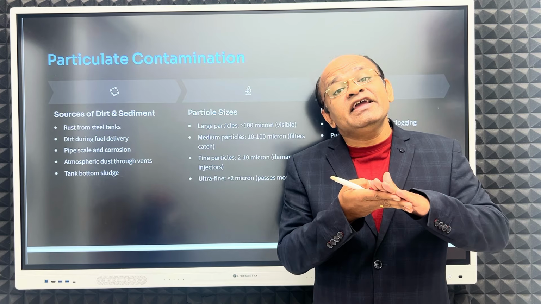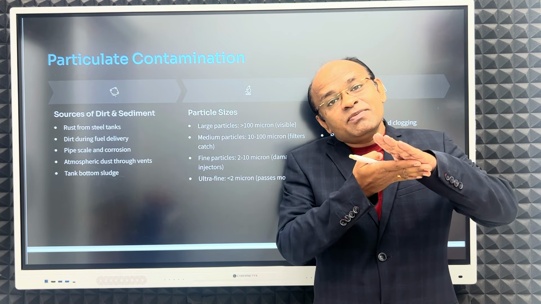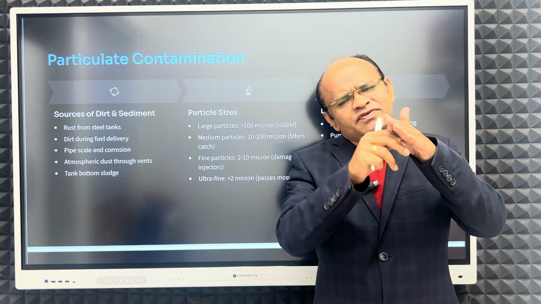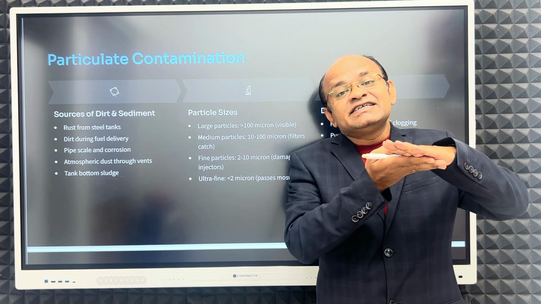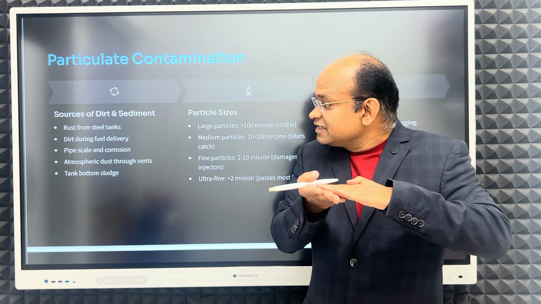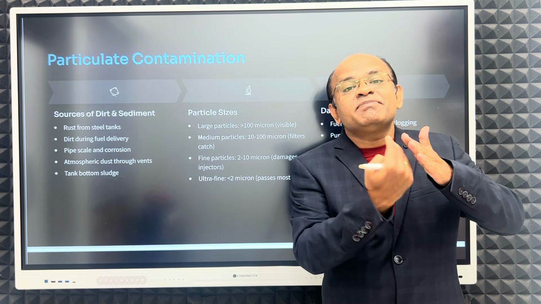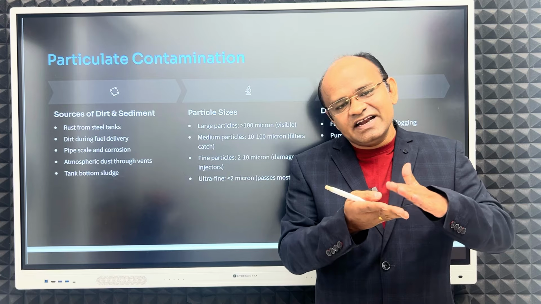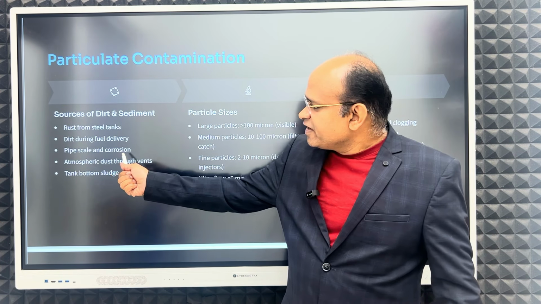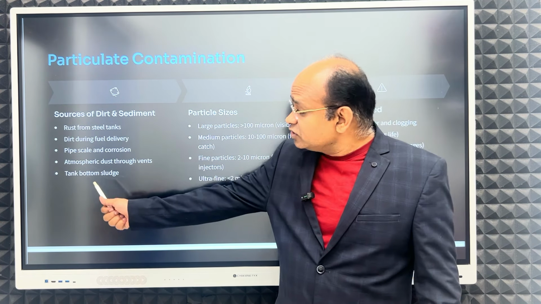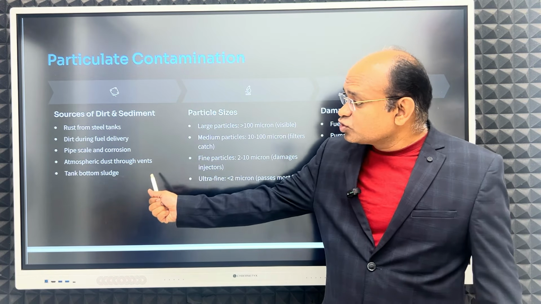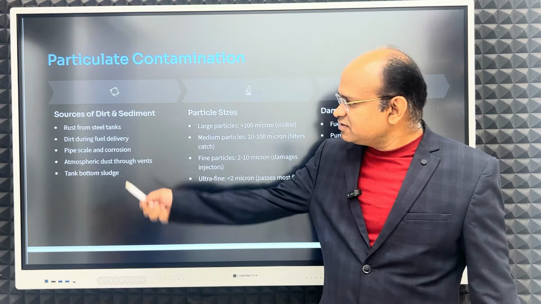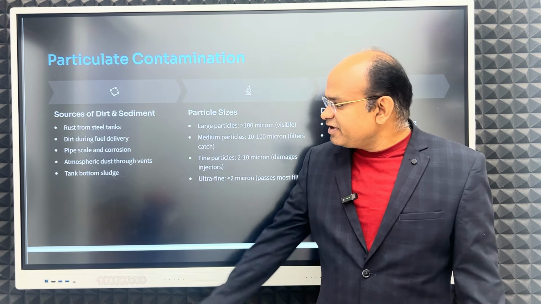What is scaling? The layer inside the pipe, because of the fuel, dirt, dust, it will get sedimented, it is scaling on the inside of the pipe, like the chiller scaling we do. We clean it from inside, so scaling will be gone. Then corrosion, atmospheric dust through vents. So if atmospheric dust enters, then particulate contamination.